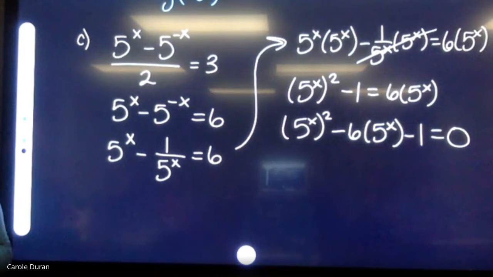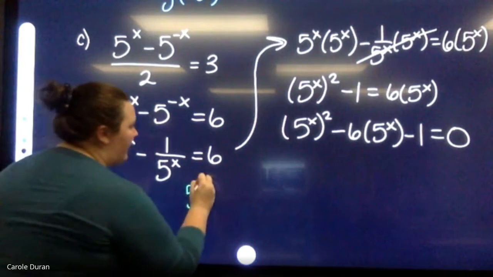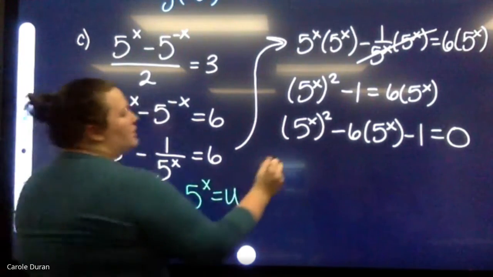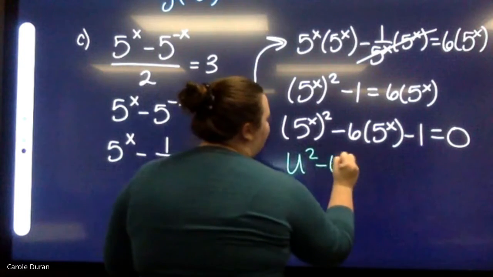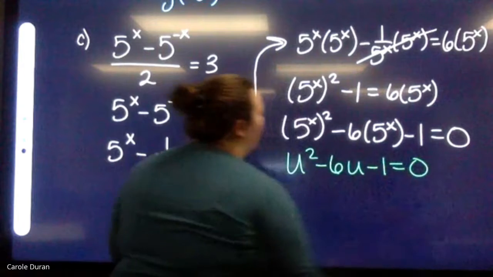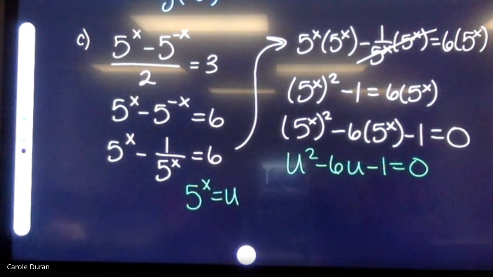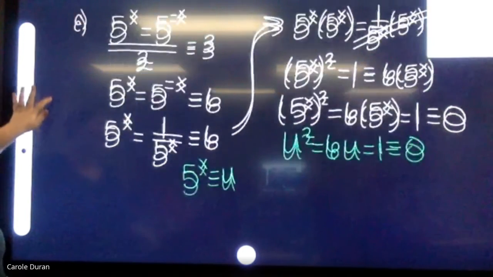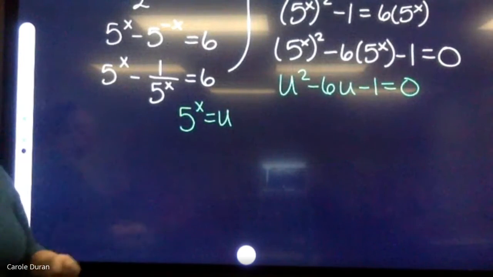I know it's hard to see, so we can use u substitution to make it a little bit easier. So temporarily, I'm going to replace the 5 to the x with a u, which allows me to look at this as u squared minus 6u minus 1 equals 0. And now it's clearly a quadratic. And what can I do to solve a quadratic? Quadratic formula. Right? Didn't think you'd be using that today.